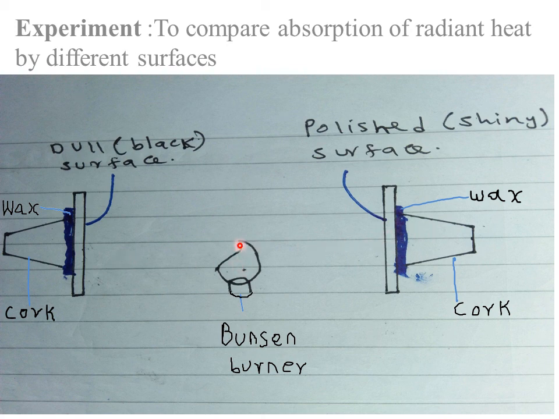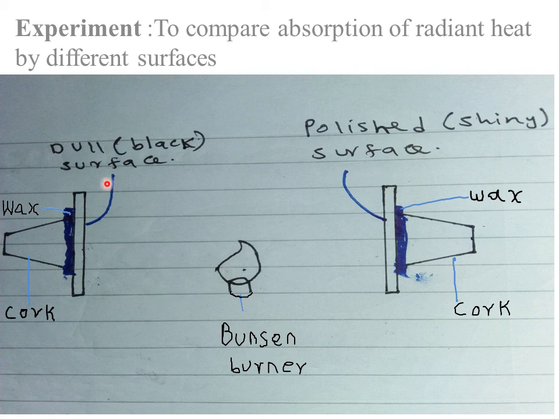An observation is made after maybe 10 or 20 minutes on the position of the corks. After the Bunsen burner is put on for around 20 minutes, it is observed that the cork attached on the dull surface falls off first, before the cork on the shiny or polished surface. In fact, in some cases the cork on the polished surface will not fall off. Now the question is, why does the cork on the dull or black surface fall off first? So here is the reason.